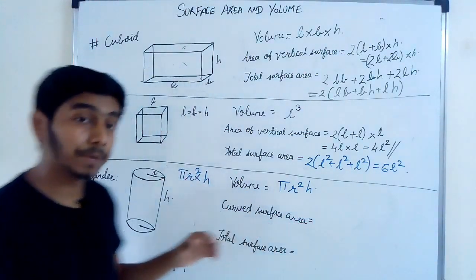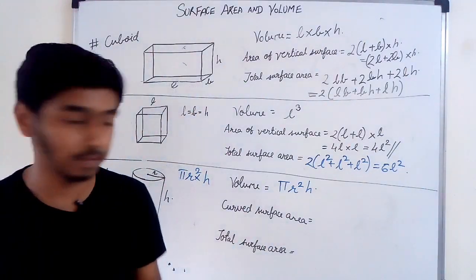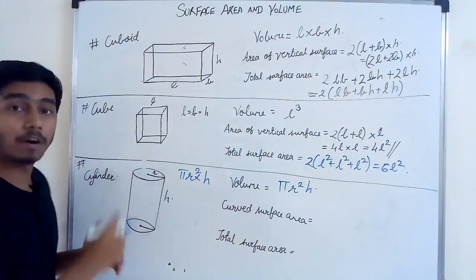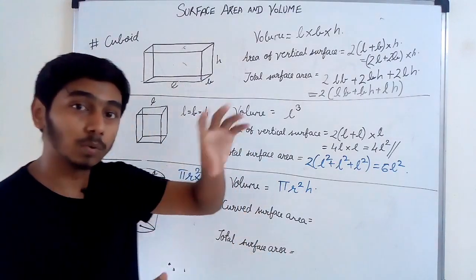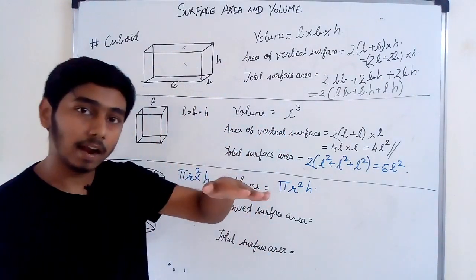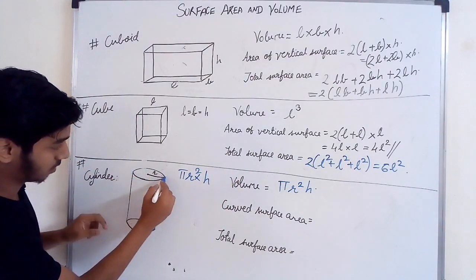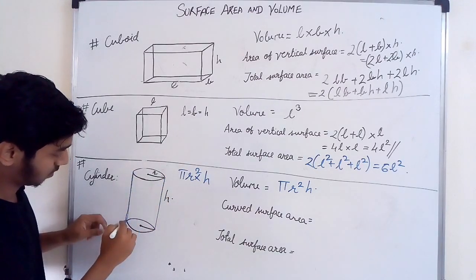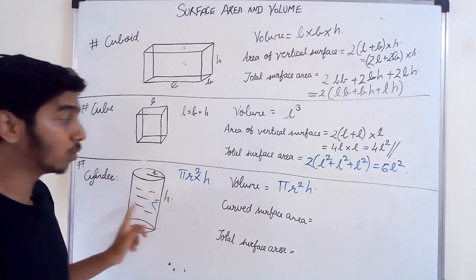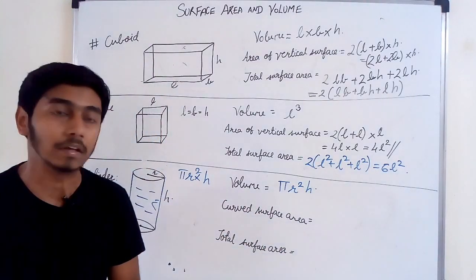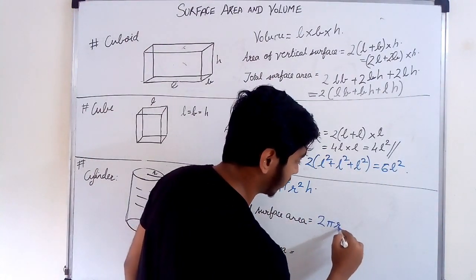Then the curved surface, meaning excluding the above part and the lower part. If I give an example, think of your gas cylinder, excluding the handle, and excluding the above part and the lower part. Only this part is called the curved surface area. So the curved surface area is 2 pi r h.